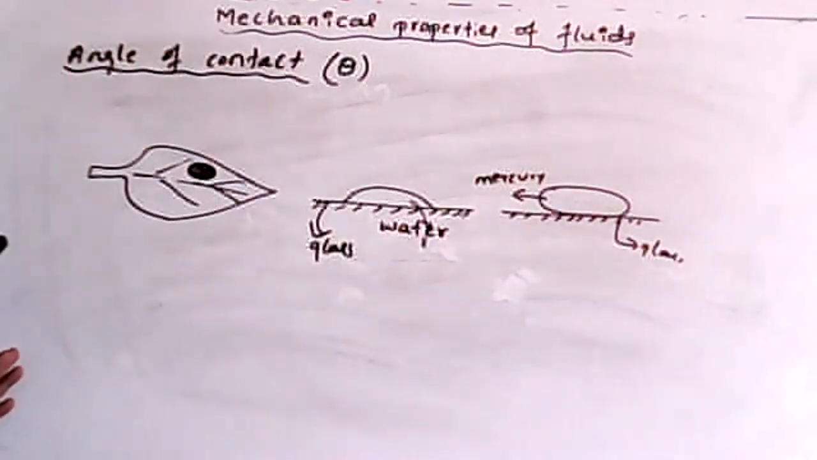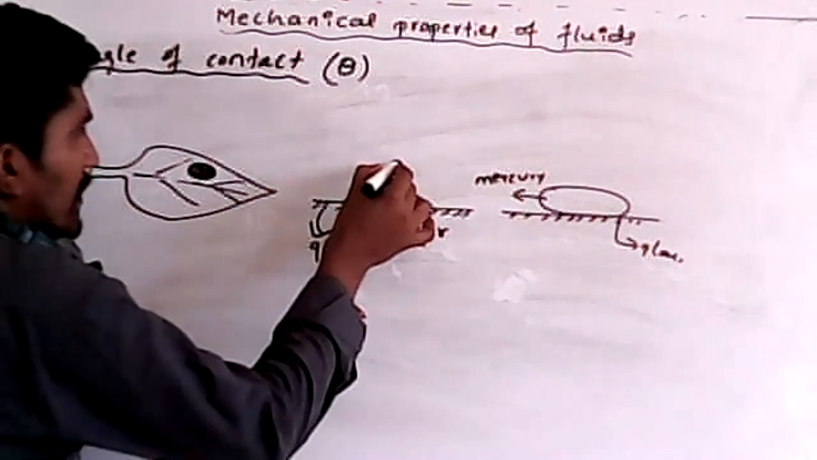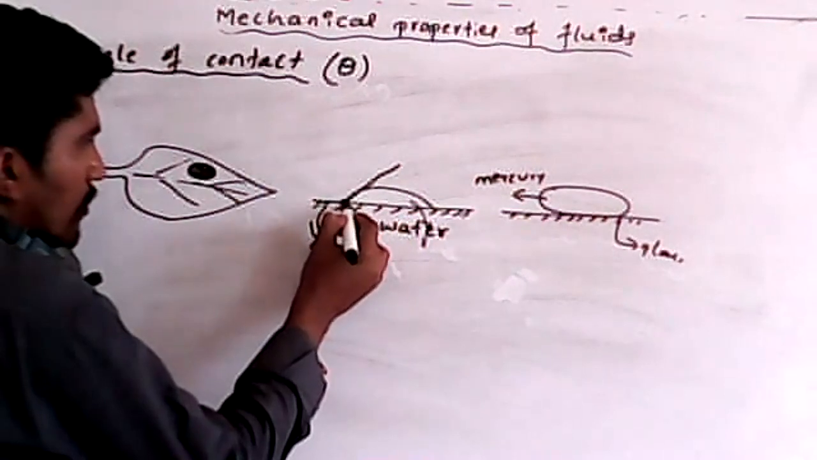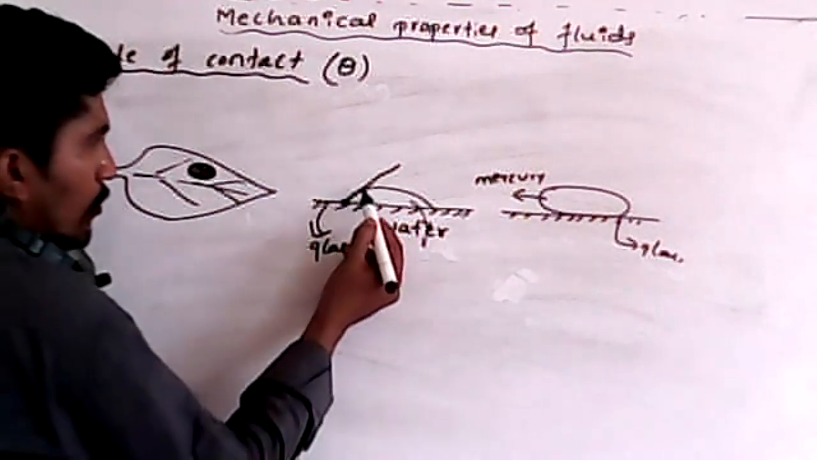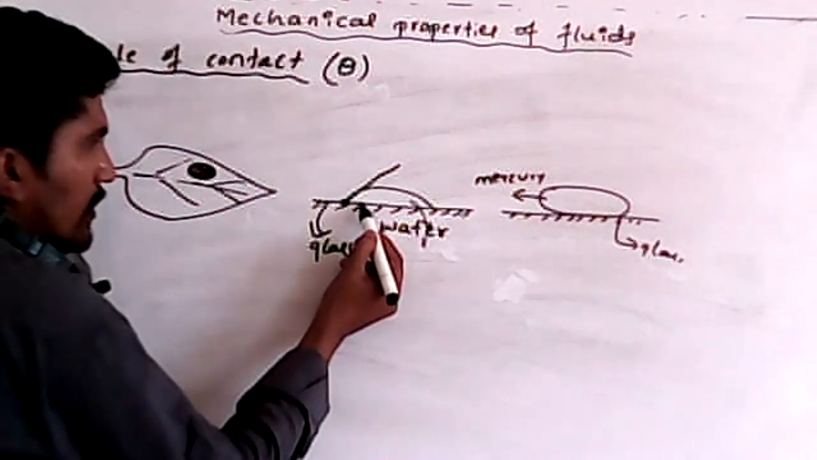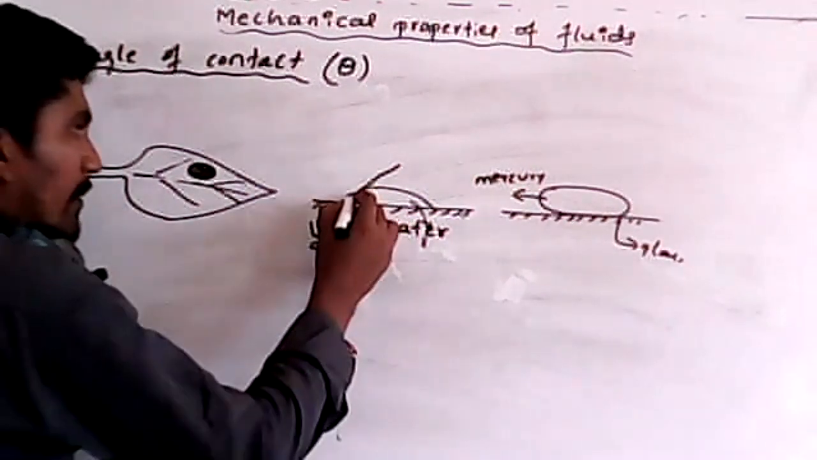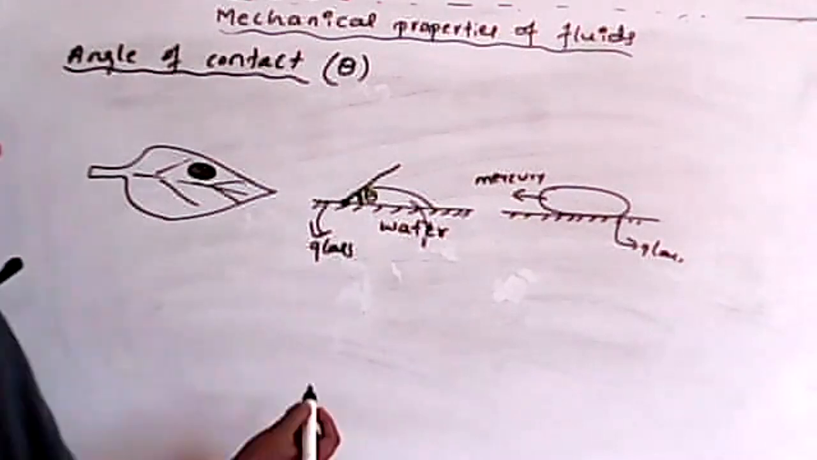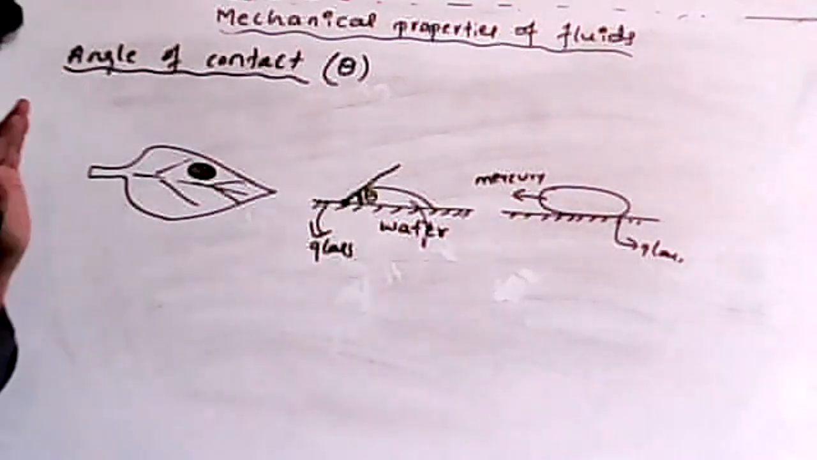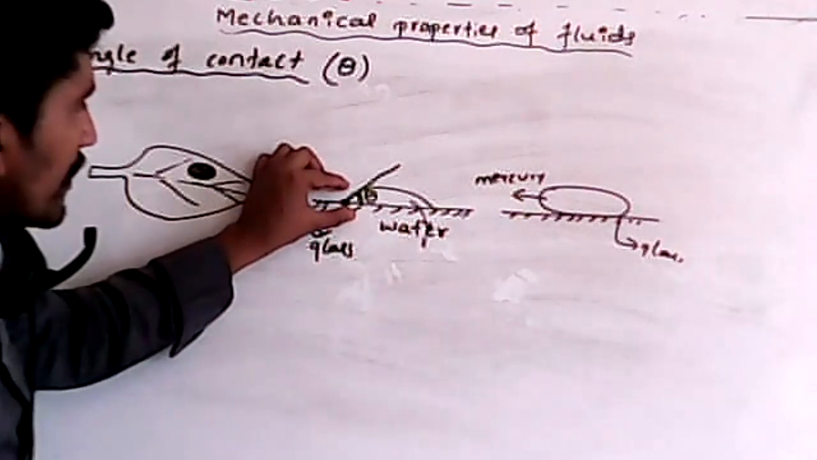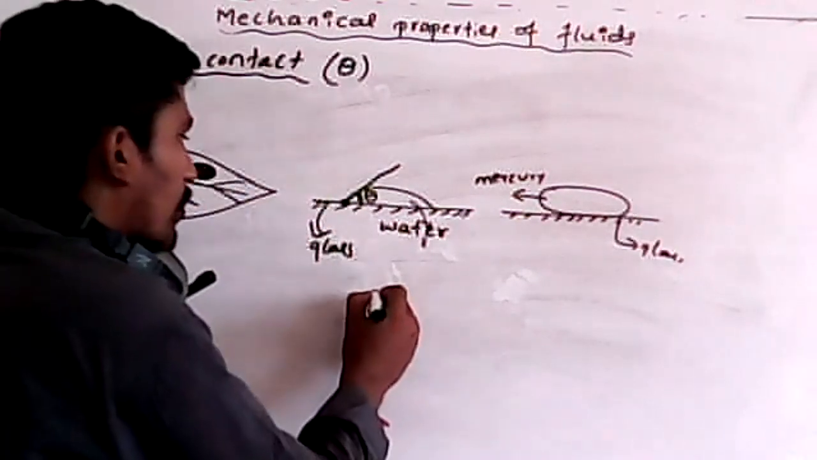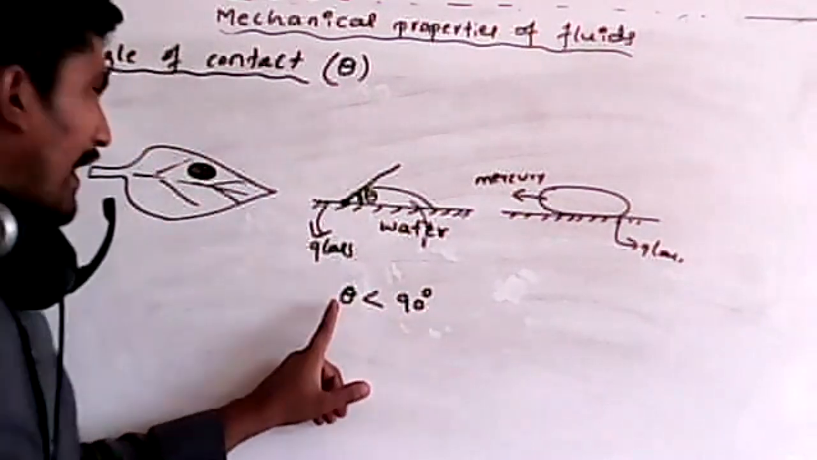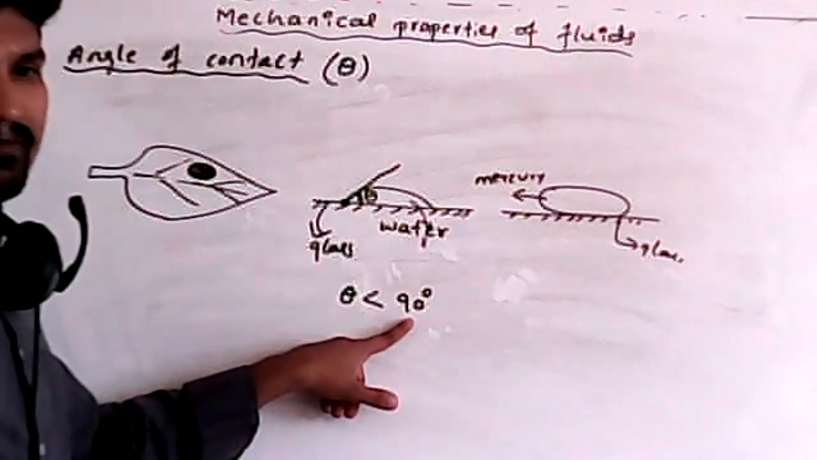Once I draw one tangent for a curve, this point is called the point of contact between the water drop and the solid surface, that is nothing but glass. But remember students, the angle of contact is nothing but theta. Now just observe here, the angle of contact for this one is less than 90 degree, isn't it?